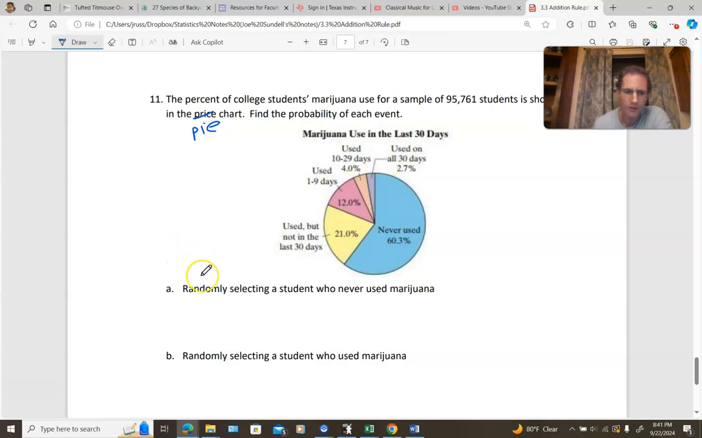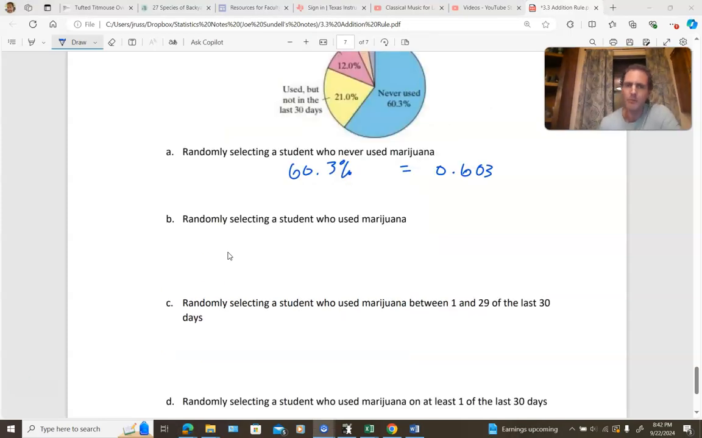Okay. So part A, we want to figure out the probability of randomly selecting a student who never used marijuana. Well, you can see here it's going to be this region of the pie. And so you could just write 60.3%. Or if you want to do a decimal, this would be 0.603.